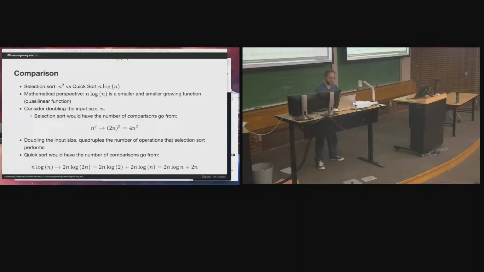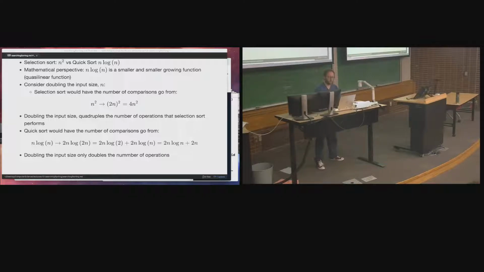Doubling the input size only doubles the number of operations, right? Roughly, right? This is where the quasi comes in. It's not exactly double. It's a little bit more than double, but that's because of the quasi-linearity there. So in other words, it's almost linear, okay?